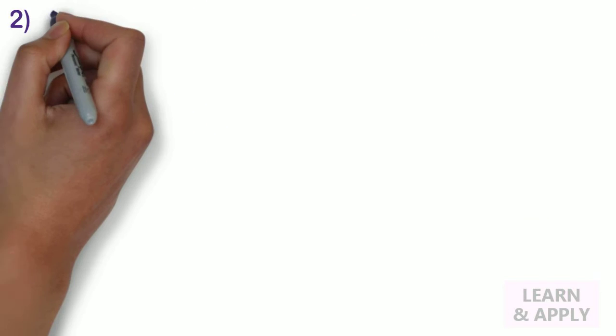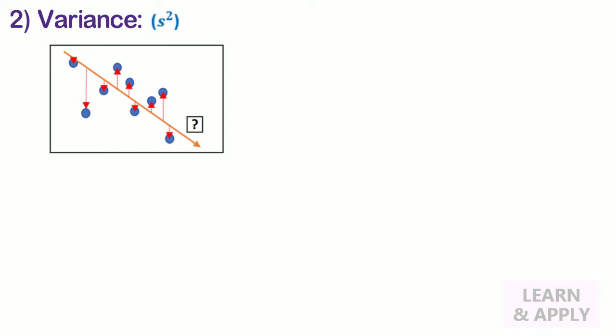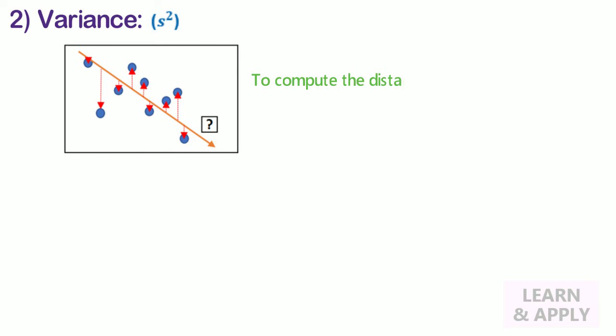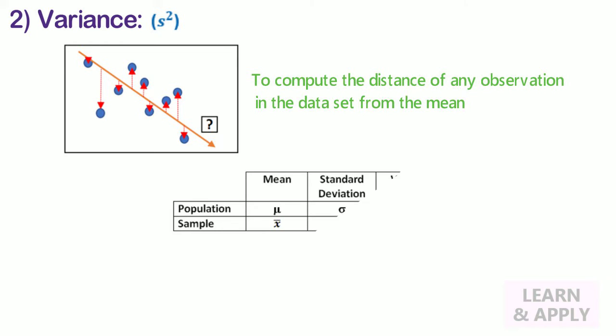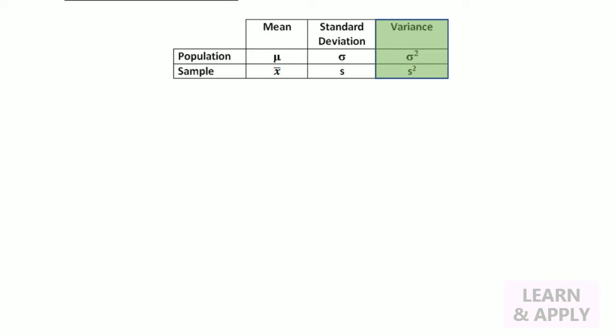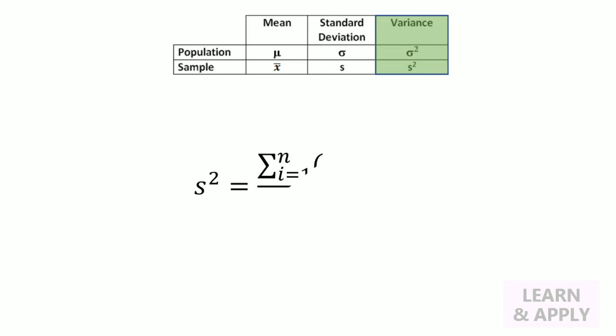2. Variance. It is denoted by S square. It is a measure to compute the distance of any observation in the dataset from the mean of the distribution. Population variance is commonly referred to by sigma square, while sample variance is expressed by S square. Here, S square is equal to summation from i equals 1 to n of (xi minus x bar) whole square, divided by n minus 1.